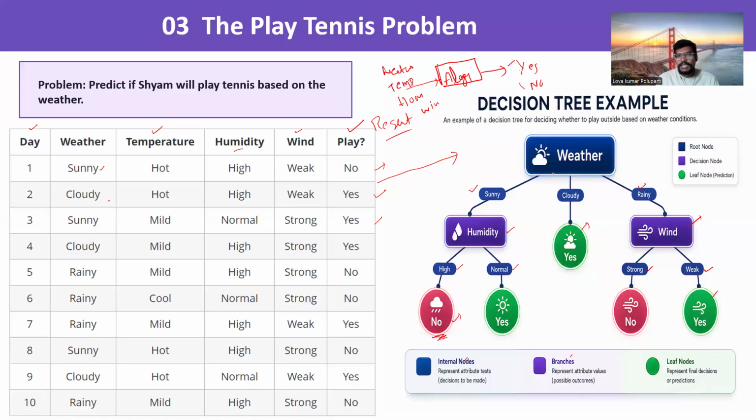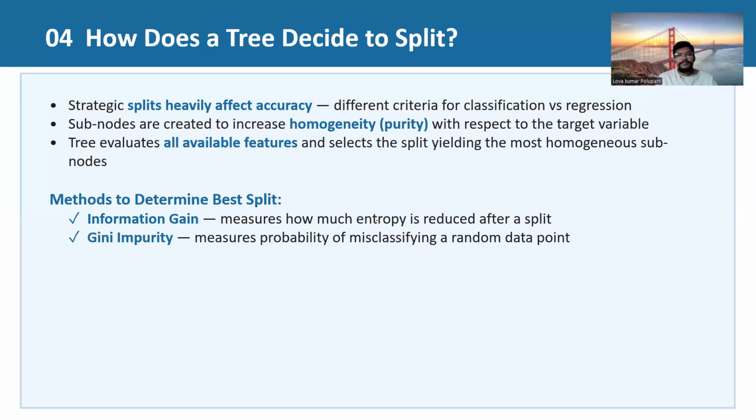But why does this decision tree take weather as the first feature? Why not wind? Why not humidity? How is this splitting happening? What exactly is the procedure followed by the decision tree algorithm? How does the tree decide to split and which feature, which column, is more important to me? There are different methodologies. One is information gain, and another one is Gini impurity.